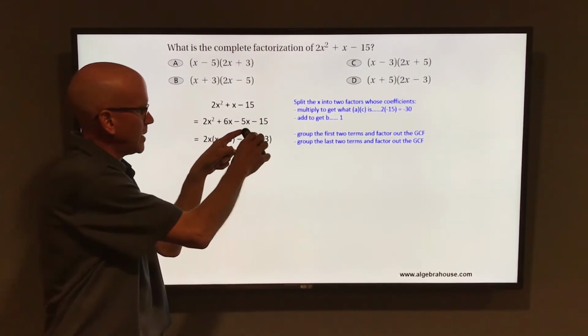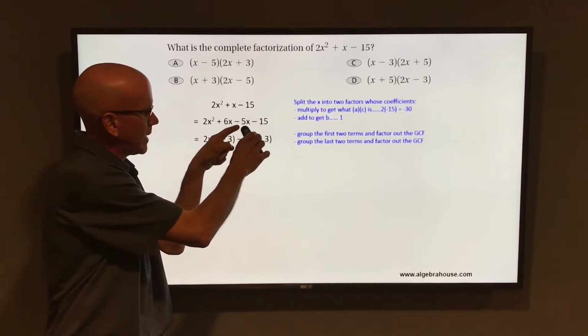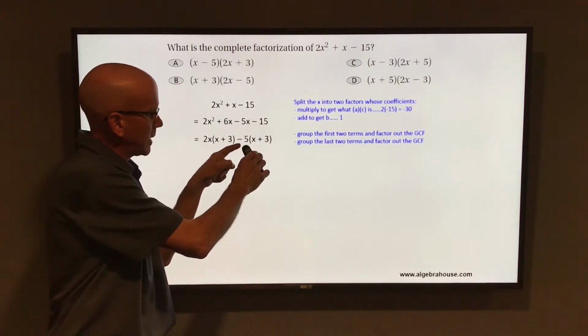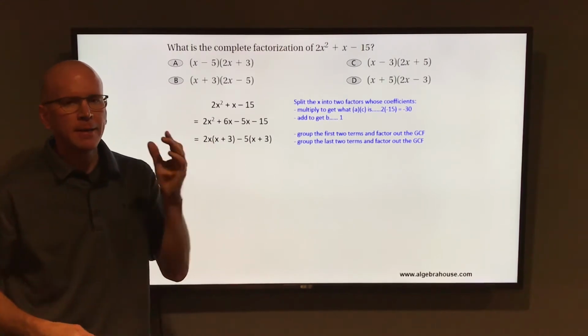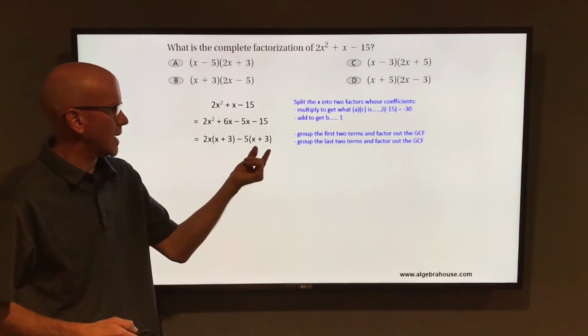So factor a negative 5 out of those last two terms. Divide each term by negative 5. So negative 5x divided by negative 5 is x. And negative 15 divided by negative 5 is 3. Notice we have the same thing in the parentheses, x plus 3. That's the next step, is to factor that out. Take that x plus 3 out of those last two terms.